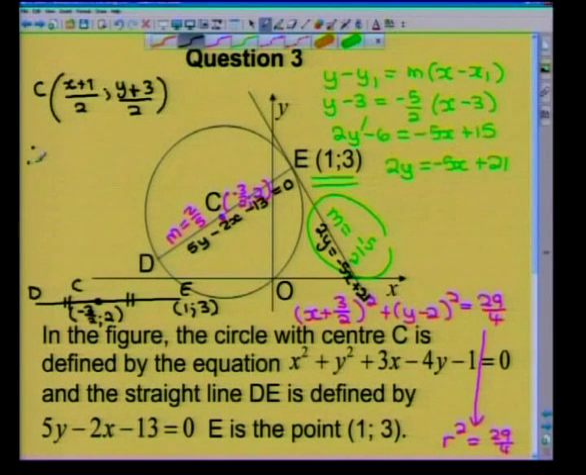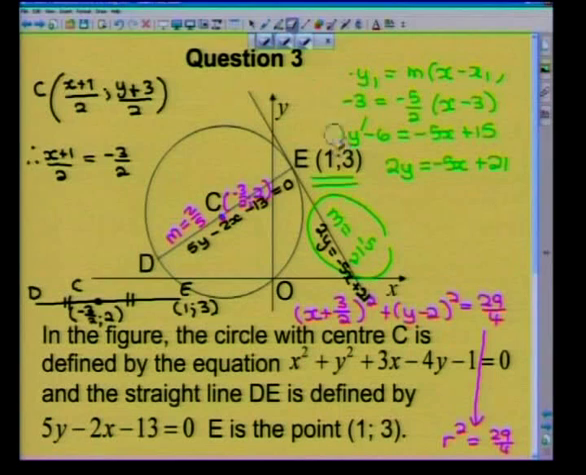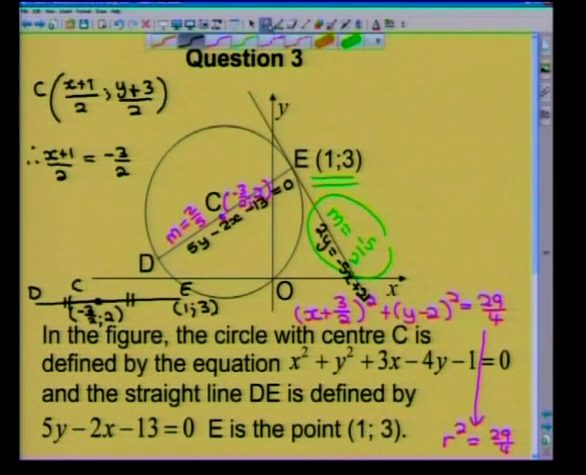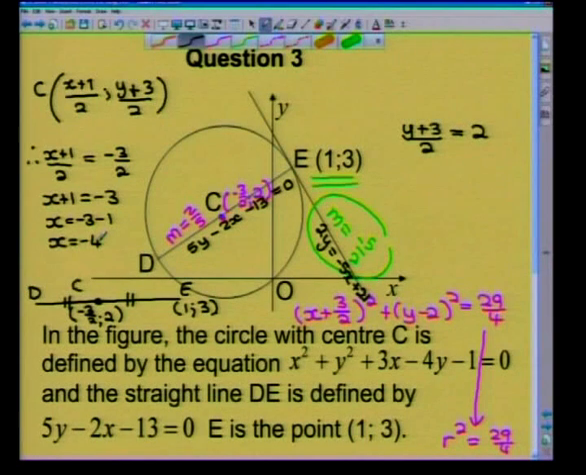So at this stage, I can say, therefore, (x + 1)/2 would have to give me the answer minus 3/2. And on the other hand, let's just clear space over here. I know that (y + 3)/2 would have to equal this y value, which is 2. Now, starting over here, let's times both sides by 2. So x + 1 is equal to minus 3, which means x is equal to minus 3 minus 1, or if you like, x is minus 4. So we already know that this x value is minus 4.